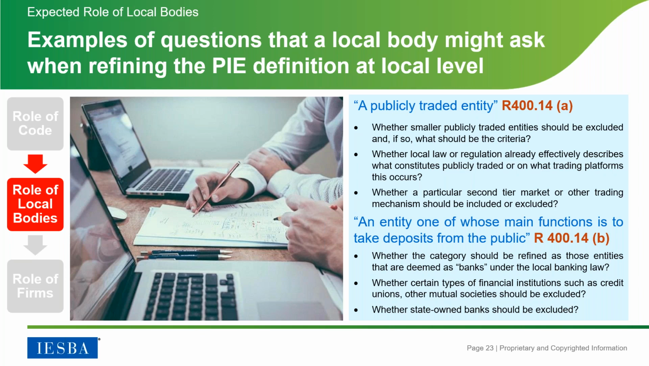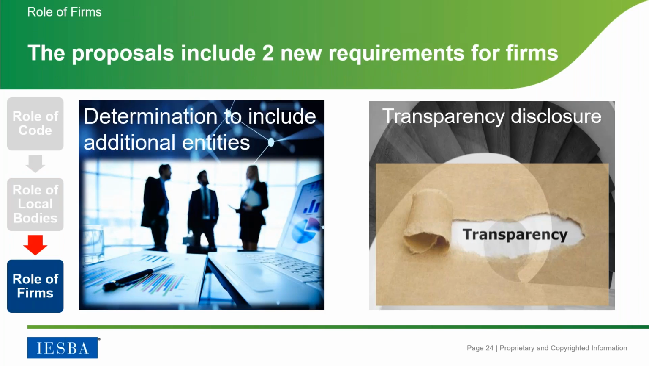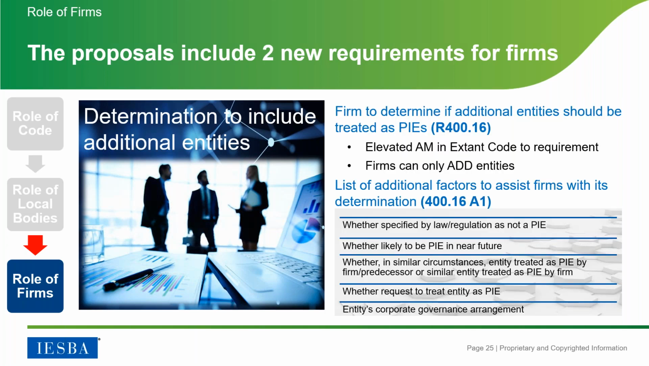Next slide, please. The proposals, as I said, do also include two new requirements for firms. One, we're elevating the current application material to making a requirement to determine if there should be additional entities included as PIs. We've also put in some additional factors to assist firms with their determinations. So, for example, whether in fact the law and regulation specify something as not being a PI, because it would be perverse to then include it.